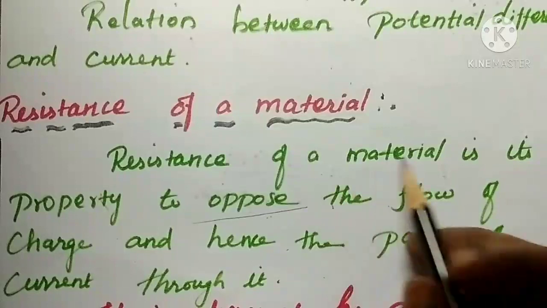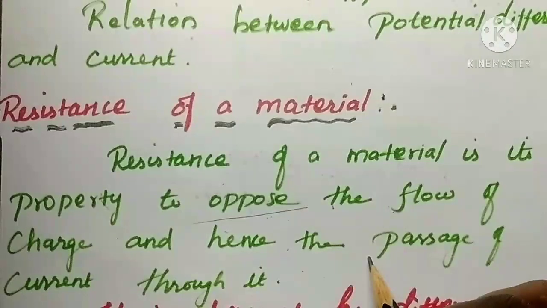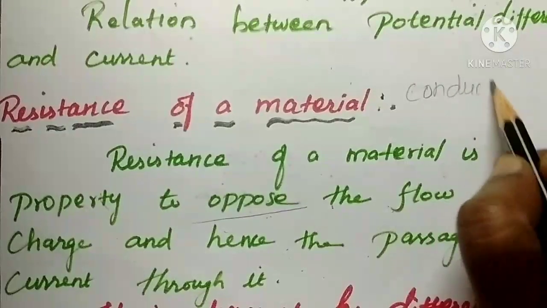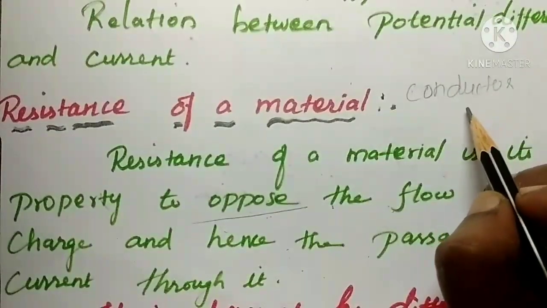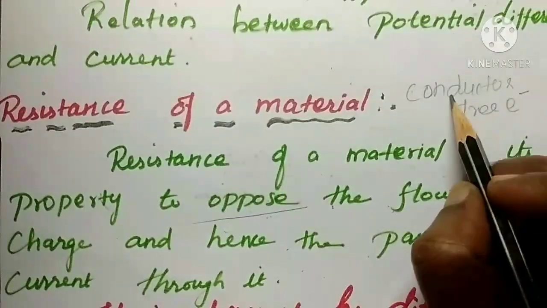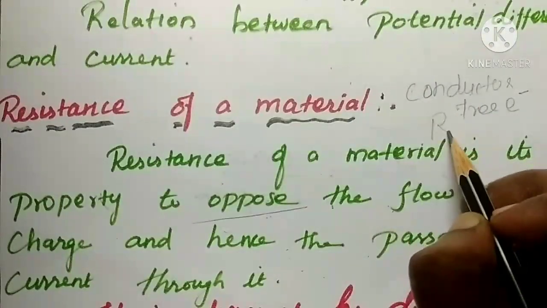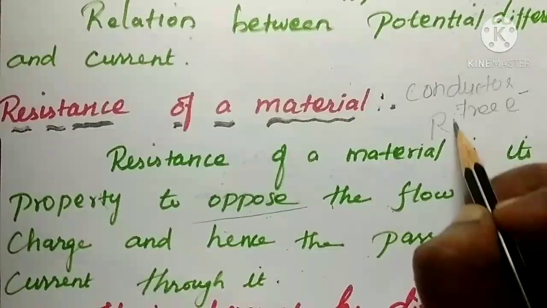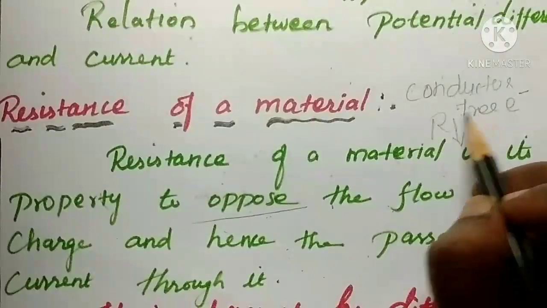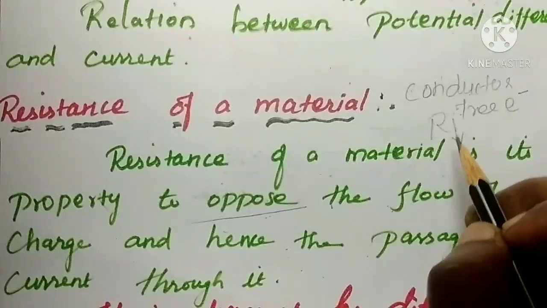So the resistance of a material is the property to oppose the flow of charge and hence the passage of current through it. If it is a conductor, there is a large number of free electrons, so the resistance value will be very less. Resistance is less for a conductor. At the same time, if it is an insulator, there are no free electrons and the resistance is more.